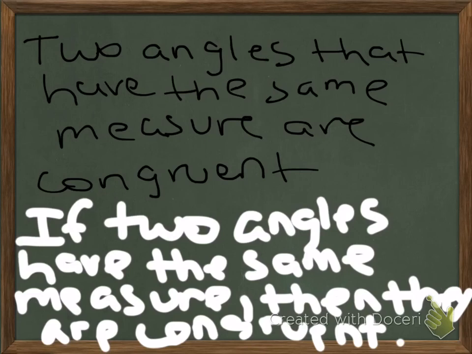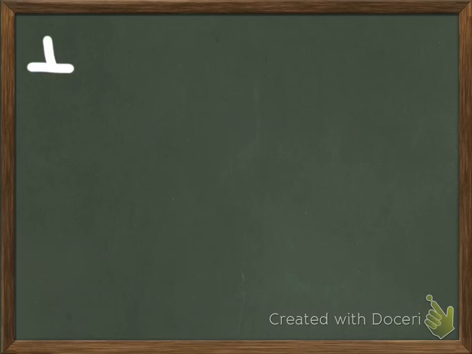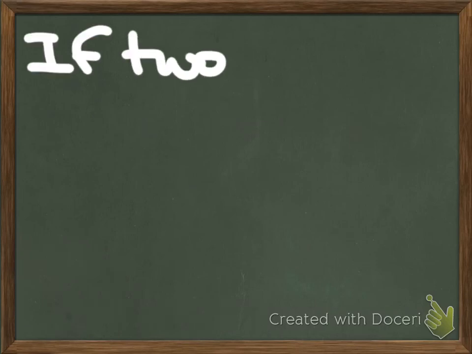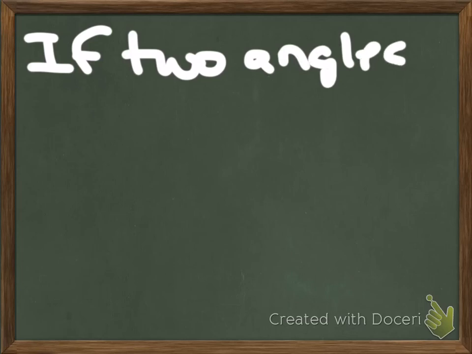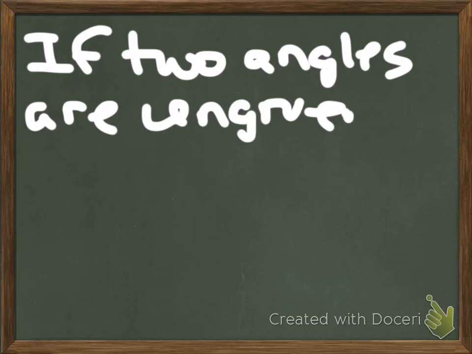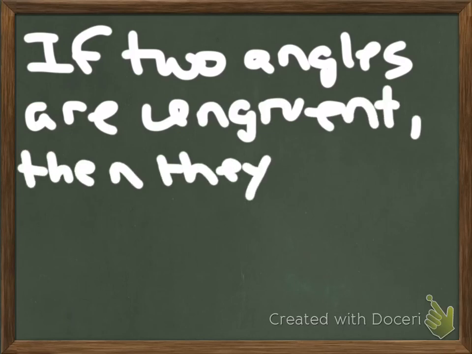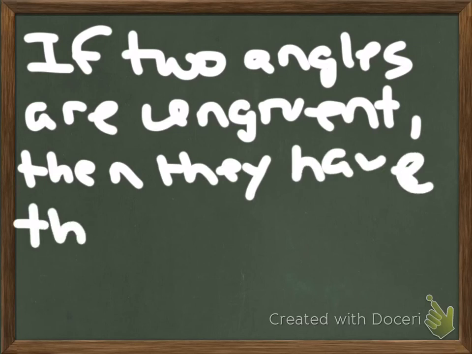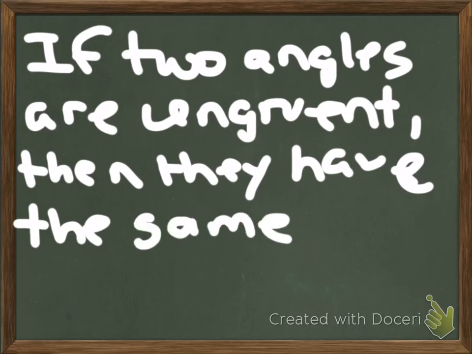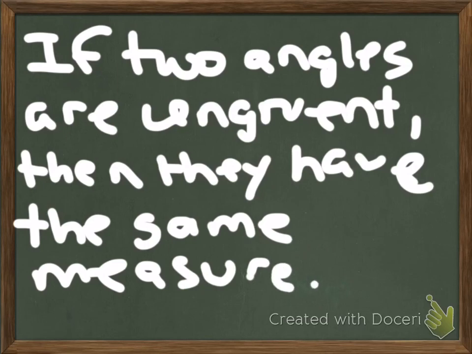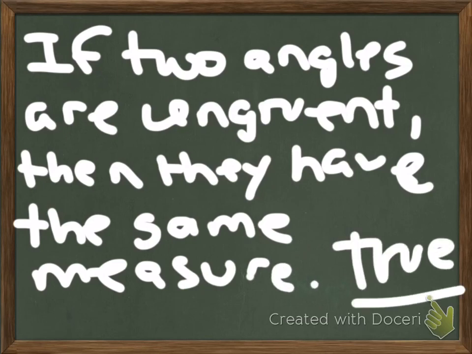And the converse switches this, so we're going to say if two angles are congruent, then they have the same measure. And since this follows the definition of congruent, this would be true. And that could be your explanation.